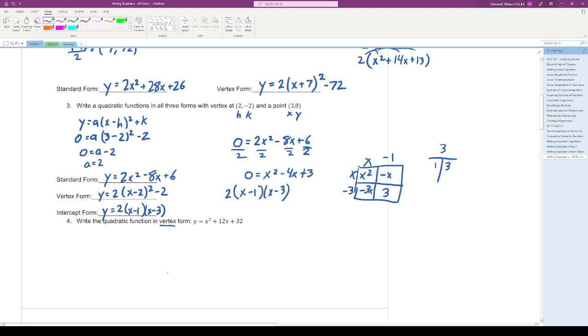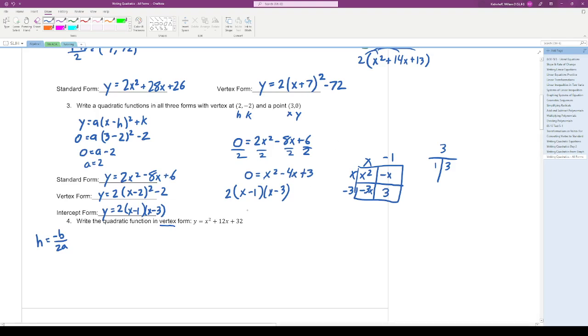Now, we haven't really talked about how to find the vertex from the standard form, but there is a really handy shortcut that's on your star chart, and it tells you that the h, the x-coordinate of the vertex, is at -b over 2a. So this is as good a place as any to introduce that. It's a way to find it without going through the intercept form to find the zeros first.